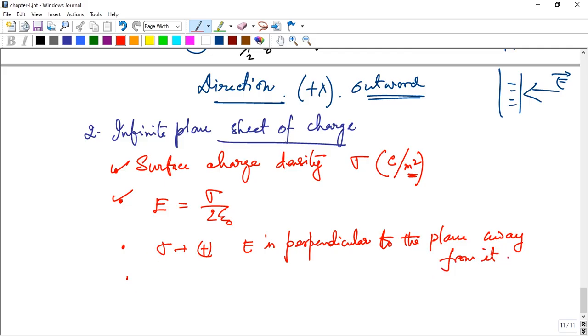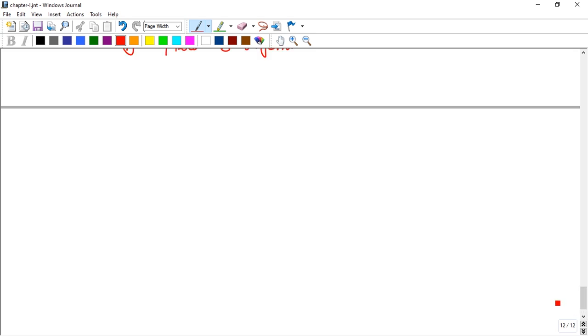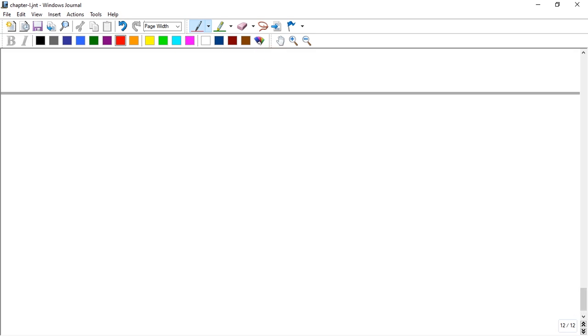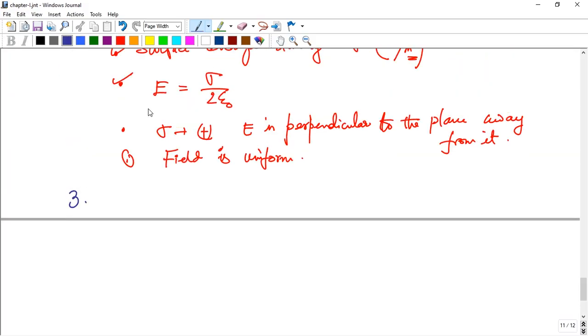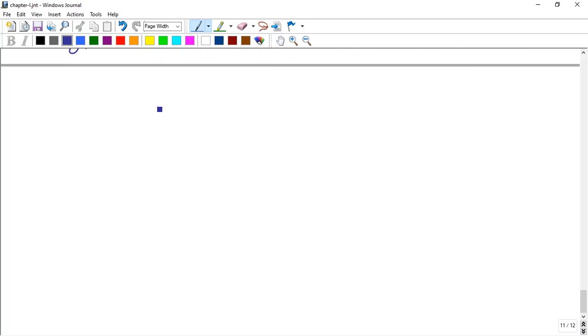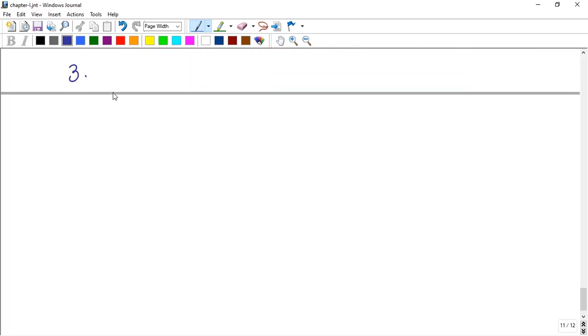And the last and important point: the field is uniform. Now the last application, a uniformly charged thin spherical shell. Last point, point number 3, application obviously. The last application is a uniformly charged solid sphere.